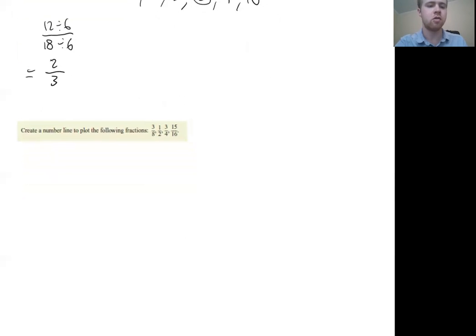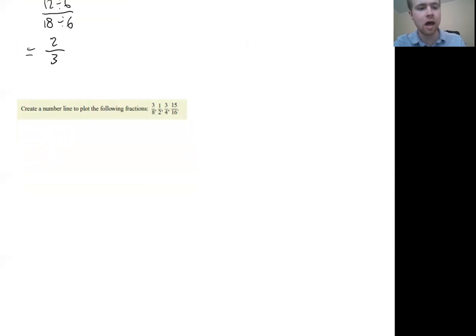Let's look at this other question. It says create a number line to plot the following fractions. We've got 3/8, a half, 3/4, and 15/16. So we need to work out what the scale of our number line is going to be. How are we going to order these fractions? They've got different denominators. We've got to be able to compare them, list them from smallest to largest, and also show how relatively close they are to do that.